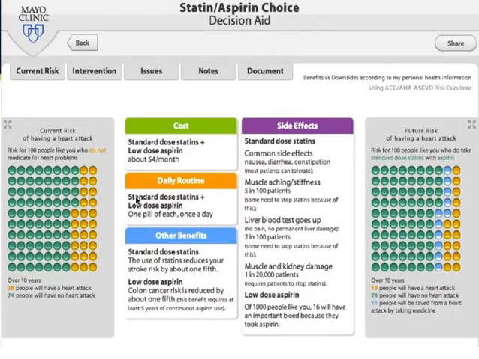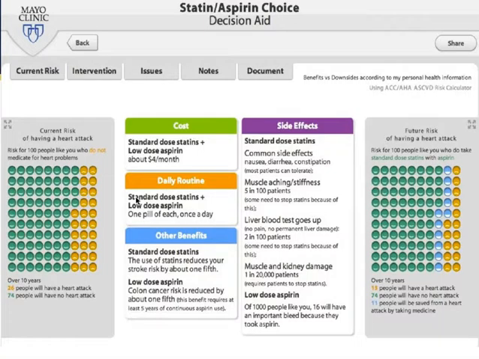This is one type of decision aid that you may have seen. This is a very popular one that the Mayo Clinic put out. This is a decision aid that patients who are trying to decide if they should start on a cholesterol medicine and an aspirin in order to prevent heart attacks and strokes may use with their doctor.